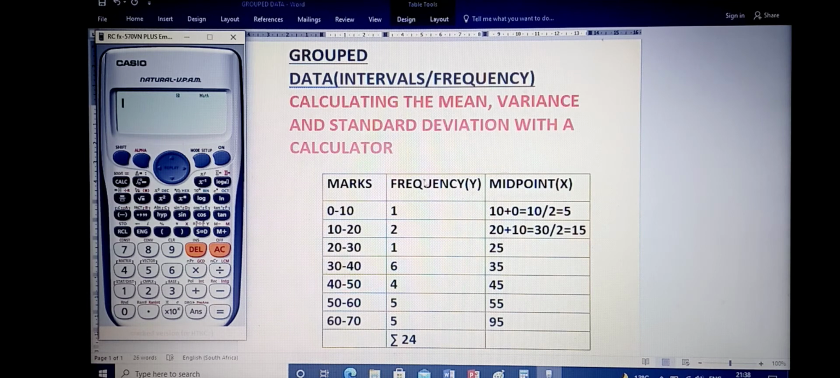Okay, today we're going to be doing group data, and we're going to use this calculator to help us find the mean, the variance, and standard deviations with the calculator.